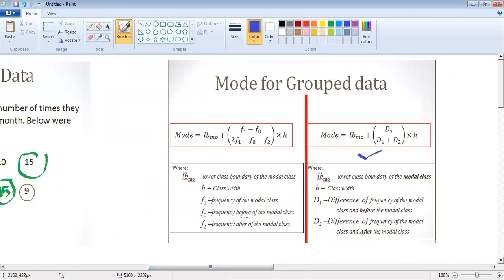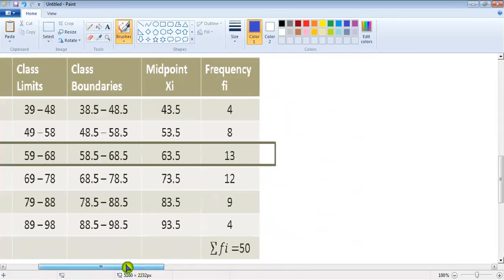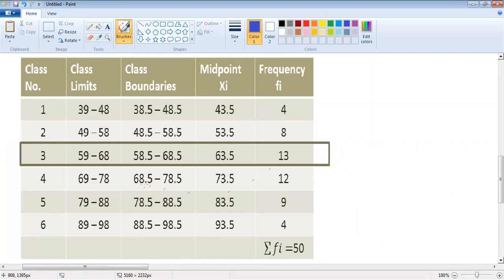So we have here an example. I will show to you the example. In trying to find the mode of group data, we would need this basic information. First is, of course, our class limits. Okay, so class boundaries.